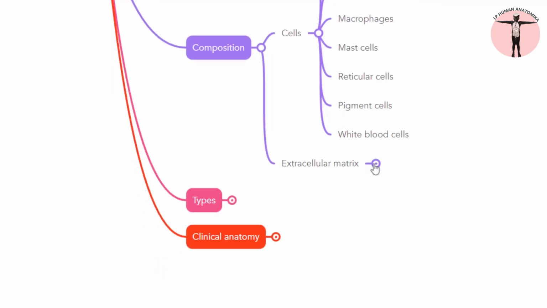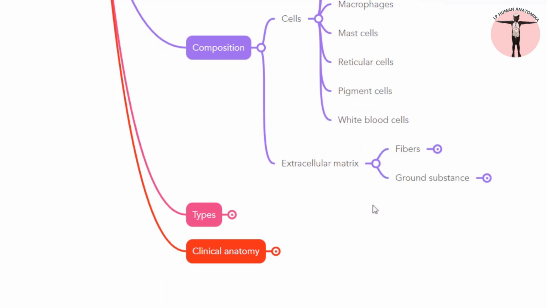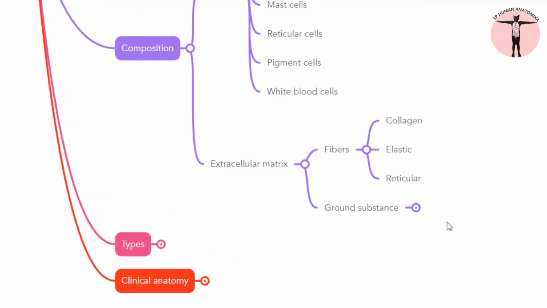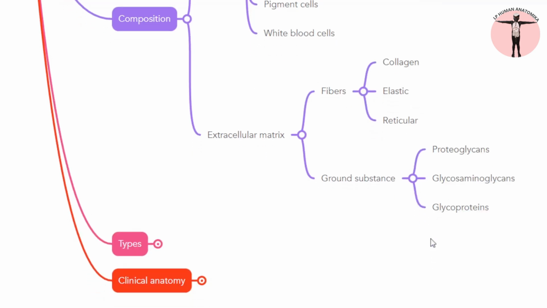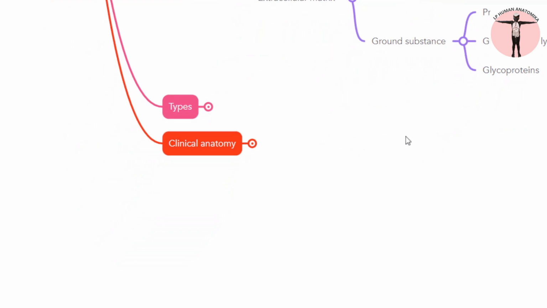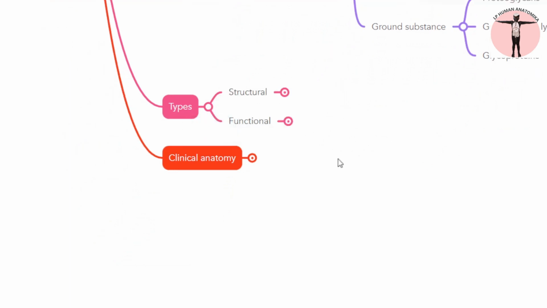The extracellular matrix includes the fibers and the ground substance. Now the fibers have the collagen, elastic, and reticular fibers, and the ground substance includes the proteoglycans, glycosaminoglycans, and the glycoproteins. Coming to the classification of connective tissue, it can be classified under the structural and functional components.